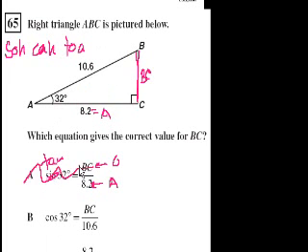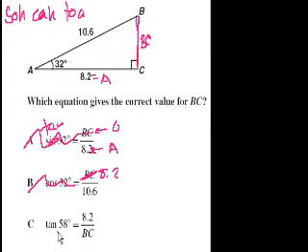Choice B, cosine of 32. Cosine is adjacent over hypotenuse. So cosine of 32 should be the adjacent, 8.2, over 10.6. So this should be an 8.2 here. So this isn't right.